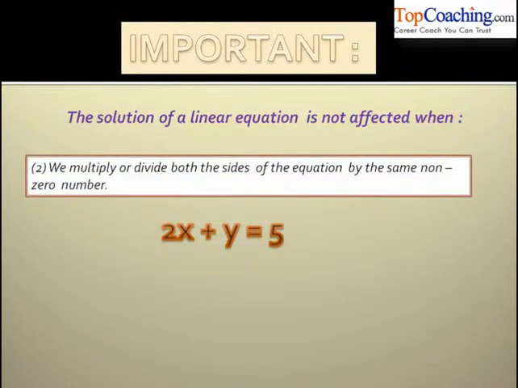Now if we multiply or divide both sides of the equation by the same non-zero number, then again the solution remains the same. So if we multiply or divide both sides of an equation by a non-zero number, the number should not be equal to 0, then in such a case also the solution remains the same. So let's try to check it out.